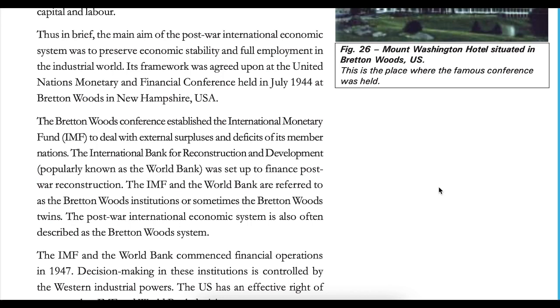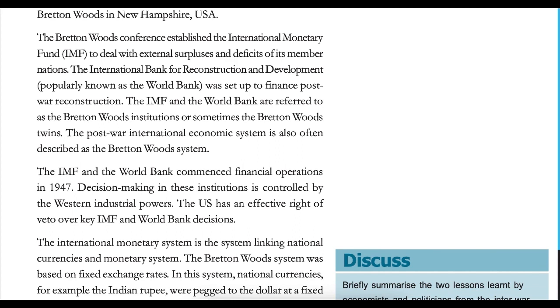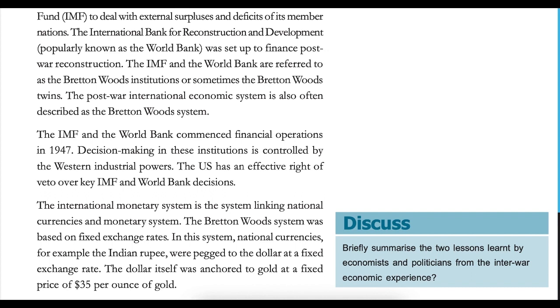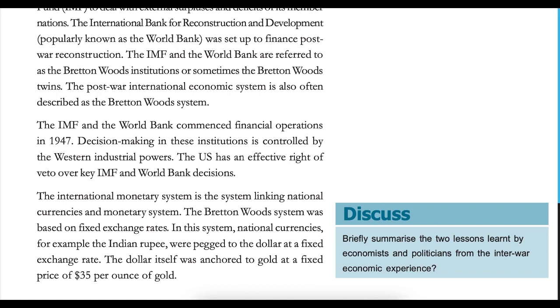The Bretton Woods Conference established the International Monetary Fund, IMF, to deal with external surpluses and deficits of its member nations. The International Bank for Reconstruction and Development, popularly known as the World Bank, was set up to finance post-war reconstruction. The IMF and the World Bank are referred to as the Bretton Woods institutions or sometimes the Bretton Woods twins. The post-war international economic system is also often described as the Bretton Woods system.